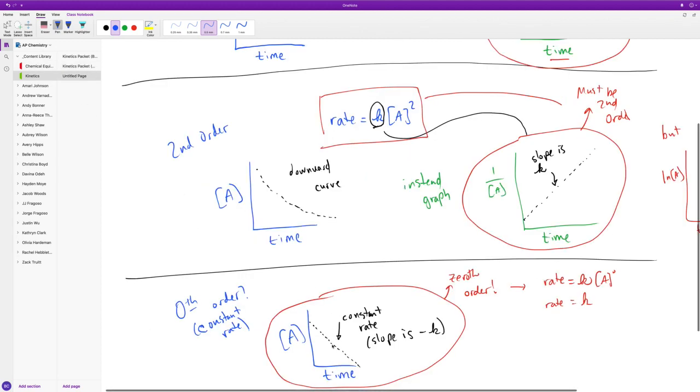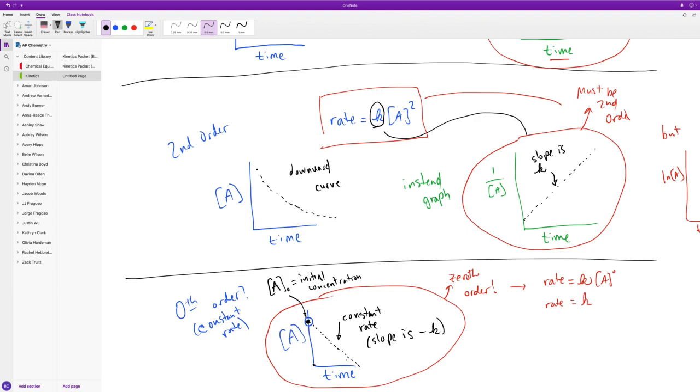So where's the y-intercept here? Right there. And what are we graphing on the y-axis? Concentration. So that point right there, we call it A sub 0, and that is the initial concentration. The concentration at what time? Time equals 0. Okay, so the concentration at time equals 0. That's what that little subscript means.